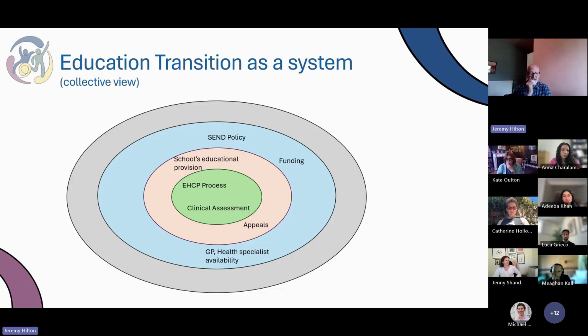Possibly constrained by SEND policy, funding, and GP or health specialist availability. So from a workshop point of view, is where we get people to actually sit and populate this. It's part of, again, this conversation of: is it in the middle one? Is it the next one out?